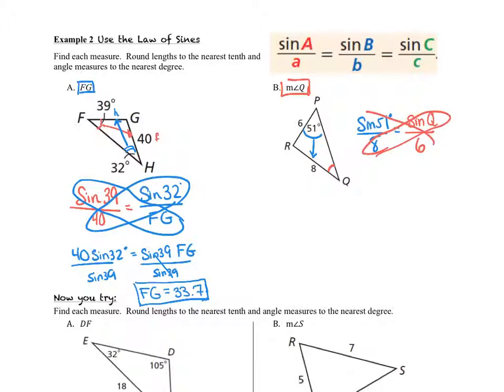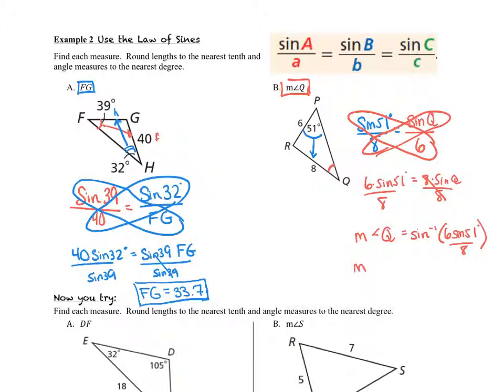And now I can cross multiply. And so I get 6 times sine 51 equals 8 times sine of Q, divide by 8, divide by 8. And when I do that, we get that the measure of angle Q would be the inverse. It's going to be equal to sine to the negative 1 because we're missing the angle. Whenever we're missing an angle, we use that inverse sine. 6 sine 51 over 8. And the measure of angle Q, when you calculate that, should be rounded to the nearest whole for an angle measure, 36 degrees.